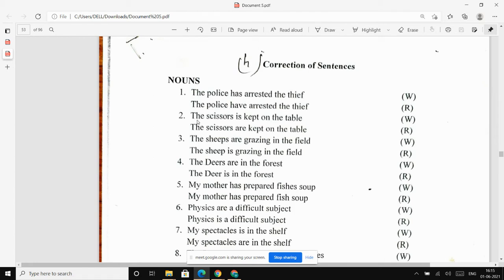Now see the next sentence. The scissors is kept on the table. So here scissors, it's a pair. So it is plural. The scissors are kept on the table. Suppose if they give like this, the scissors is kept on the table, you correct it as the scissors are kept on the table.